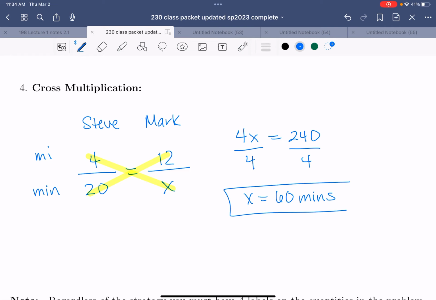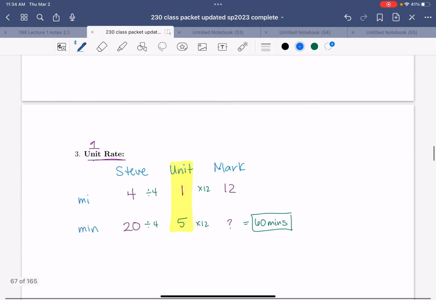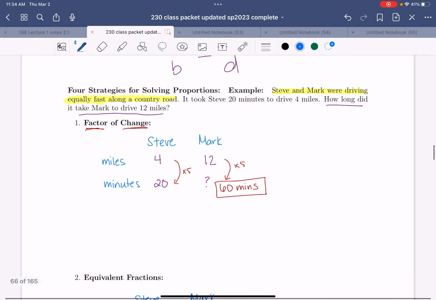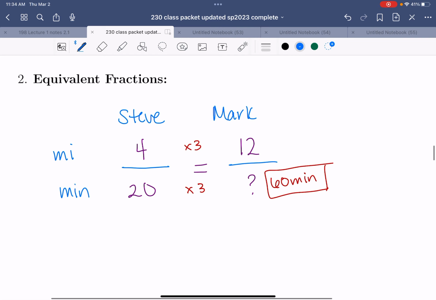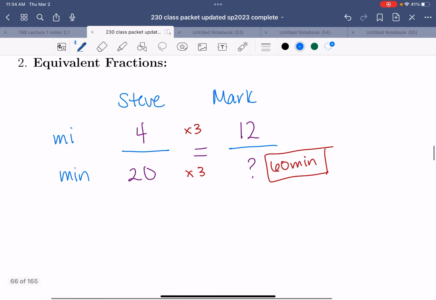Okay. Now, when do you use each strategy? Well, typically, if my numbers work out nicely, I like to use factor of change. I almost never, unless required to, use equivalent fractions, because it's exactly the same as the factor of change. It just involves fraction bars. So if I don't need to write them, I choose not to, but you can.